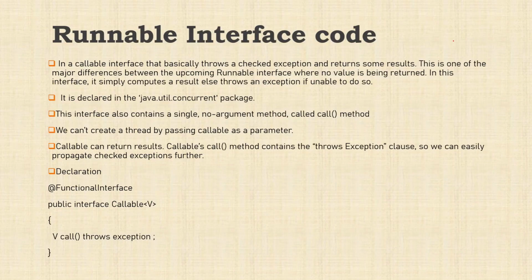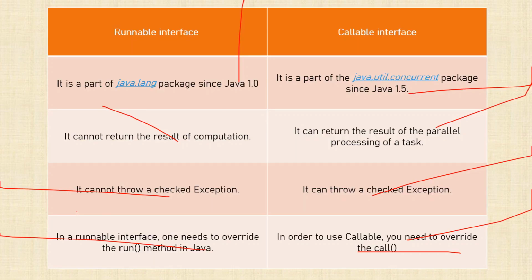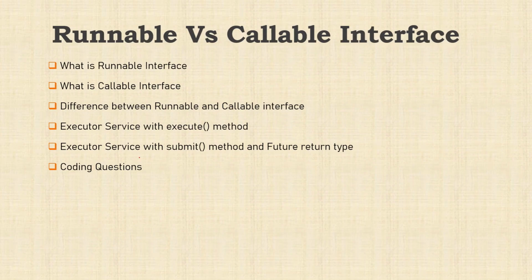So the runnable interface code, I think we have already seen. It is basically throws exception. So we have already discussed that. Let's discuss executor service with the execute method next, and executor service with the submit method and future return type. We'll discuss with code.